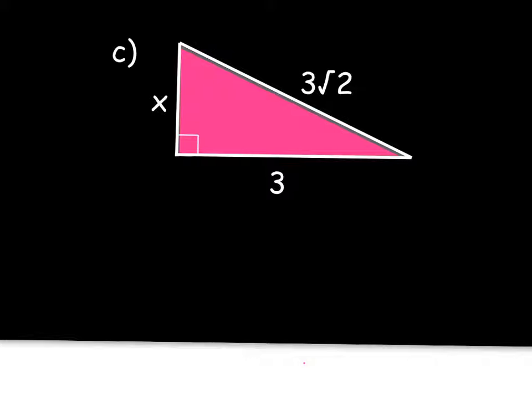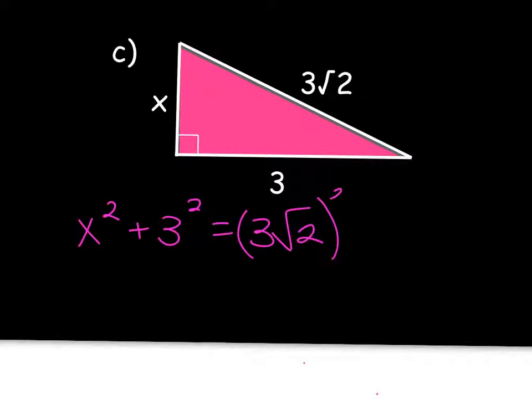So A could be X or it could be 3. But I say A is X. B is 3, and then 3 square root 2 squared. So when you're squaring something, you're saying multiply it times itself, right? So this is 3 square root 2 times 3 square root 2.